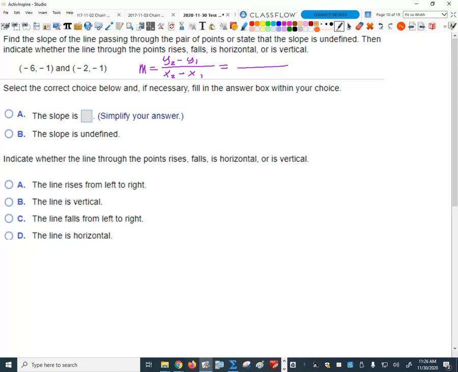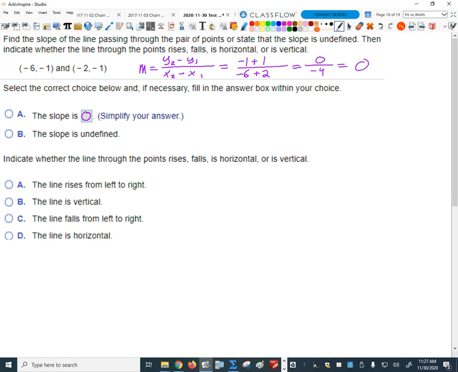So what would I get here if I plug that stuff in for these 2 points? What minus what on the top? -1 minus, or technically +1. Minus a negative makes it a +1. And on the bottom? -6 + 2. Okay. So if I do the math, on the top, those cancel and I get 0. On the bottom, I get -4. Well, 0 divided by any number is what? 0. Okay. So the slope is 0.